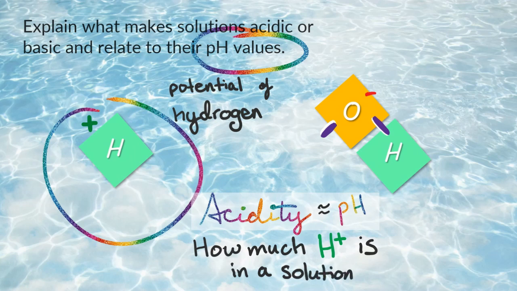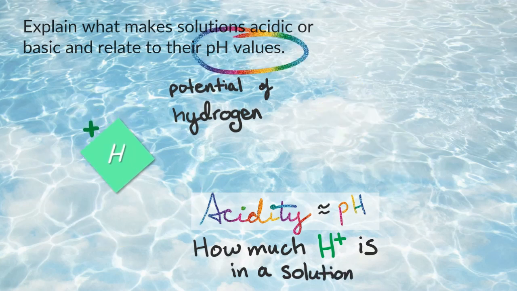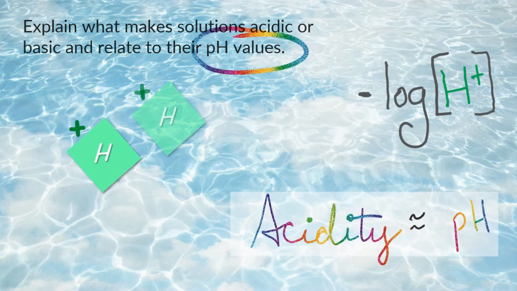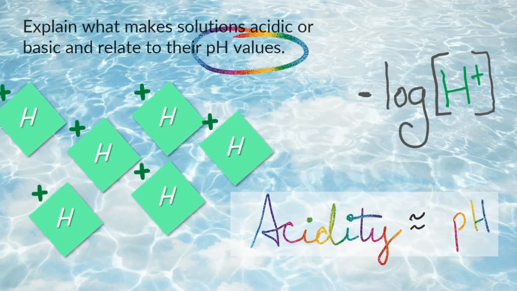So, how do we measure acidity? We calculate the pH of a solution by finding the concentration of hydrogen ions in the solution and then taking the negative log of that concentration. So that means the more hydrogen ions in a solution, the lower the pH will be, and the more acidic the solution will be. See the relationship? So more hydrogen ions means higher acidity, means lower pH.